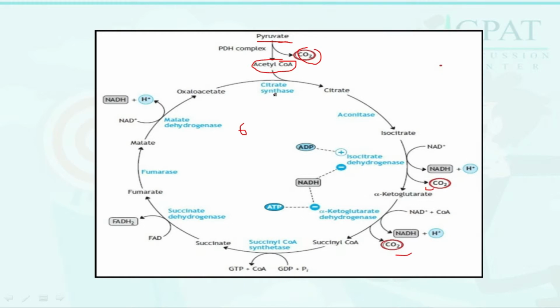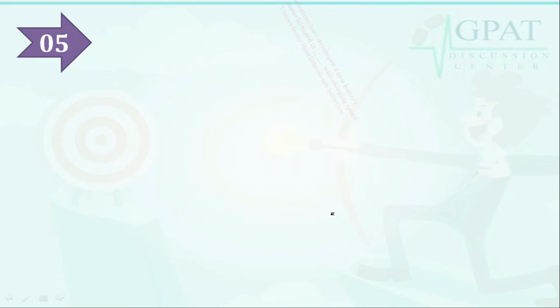the help of citrate synthase, it forms citrate. With the help of aconitase, it converts to isocitrate, and with the help of isocitrate dehydrogenase to alpha ketoglutarate, and further succinyl coenzyme A converts into succinate, and after that fumarate, and fumarate converts into malate, and malate converts into oxaloacetate with the help of their respective enzymes: fumarase, succinate dehydrogenase, succinyl coenzyme synthase, and alpha ketoglutarate dehydrogenase. So it's all about this question. Moving on to the next question.